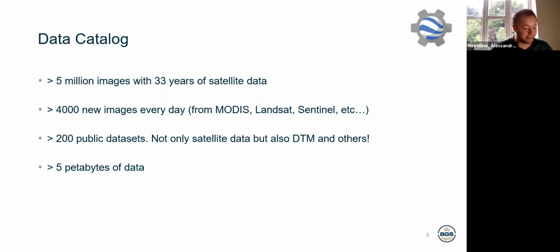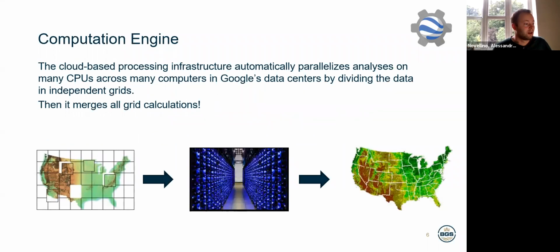Also, in addition to the satellite imagery, there are other public datasets, like, for example, DTM data. And in total, we are talking about, at the moment, 5 petabytes, which is a huge number. So it allows us to analyze things at planet scale. This is the second benefit. So the first is the huge amount of data we have access to. The second is, of course, the computing power.